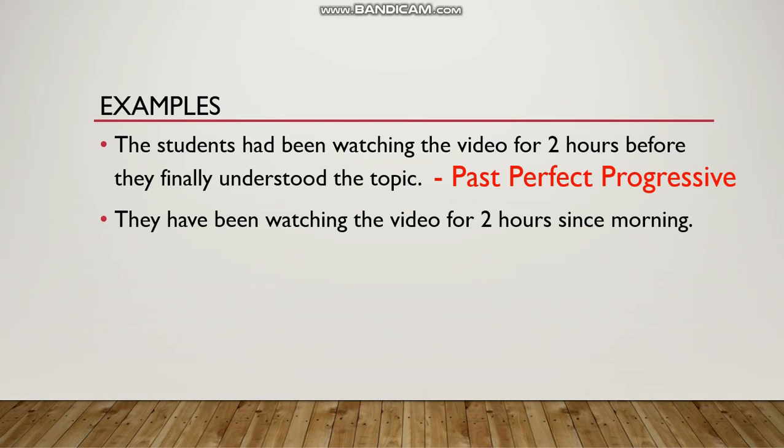Next example: they have been watching the video for 2 hours since morning. Okay, this is present perfect progressive. The formula: have been watching. Okay, so is it progressive? Correct, because of the word watching. Is it perfect? Yes, because of the word been. And it is present because of the word have. Together, they are present perfect progressive.